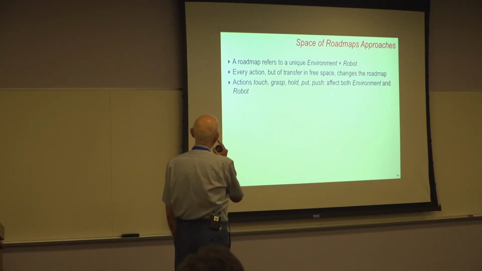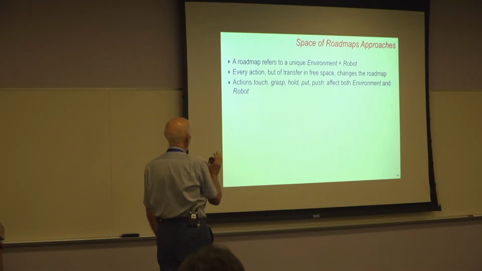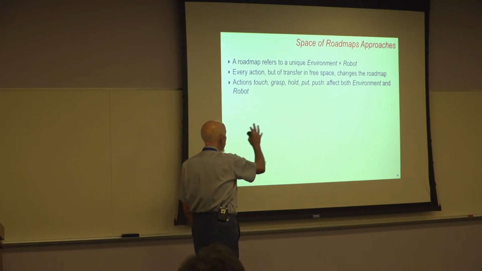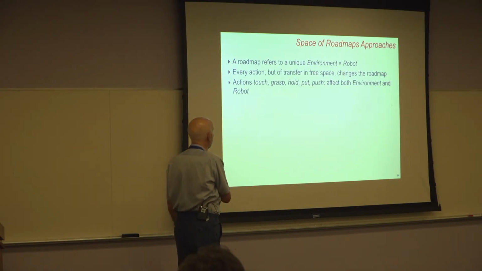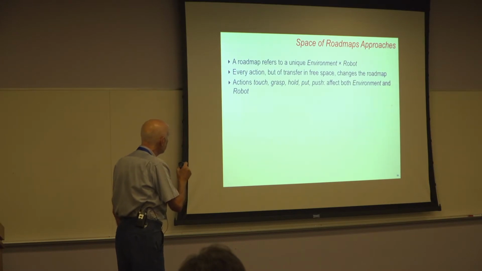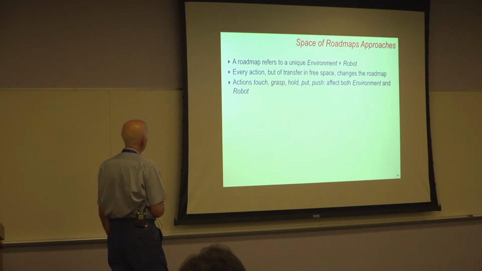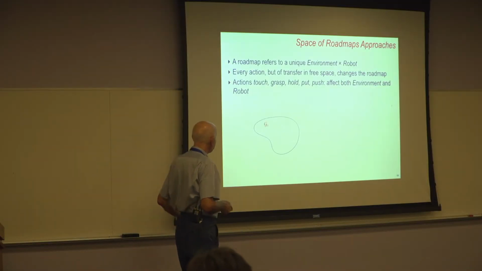As I mentioned, the roadmap refers to a unique environment-robot pair. Every action but transfer in free space changes the roadmap. For example, the actions touch, grasp, hold, put, push affect both the environment and the robot, and then change the roadmap. So basically, I have a roadmap.